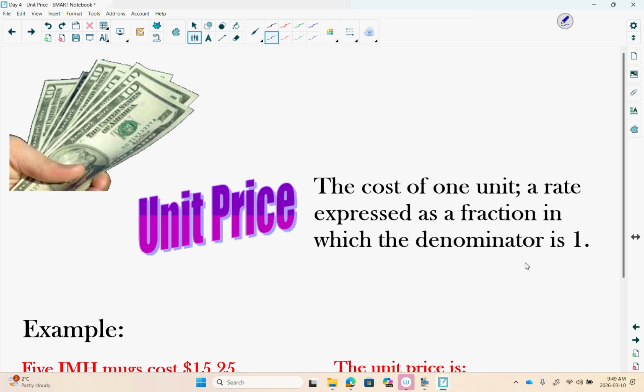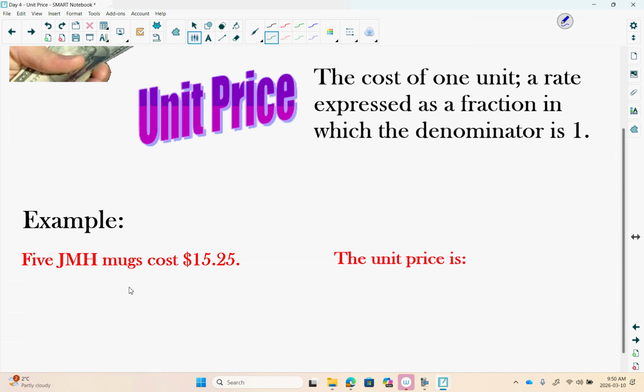What do I mean by the denominator? What part of the fraction is the denominator? It's the bottom of the fraction. Good. Okay? So here's an example. It says 5 JMH mugs cost $15.25. The unit price is.